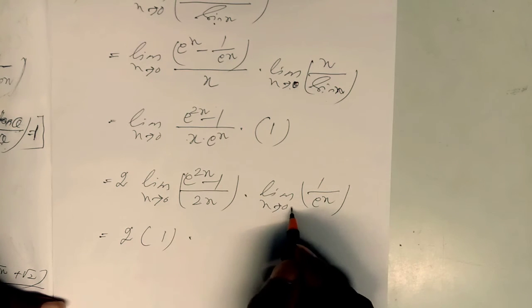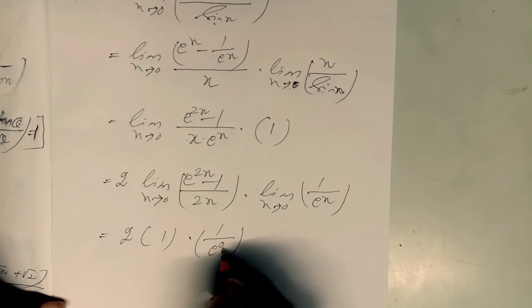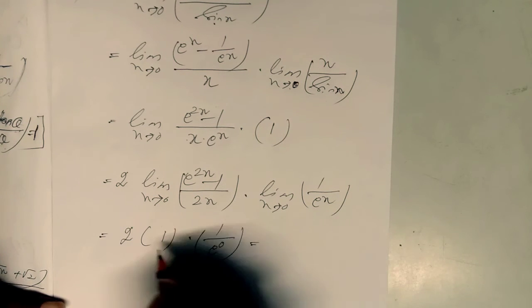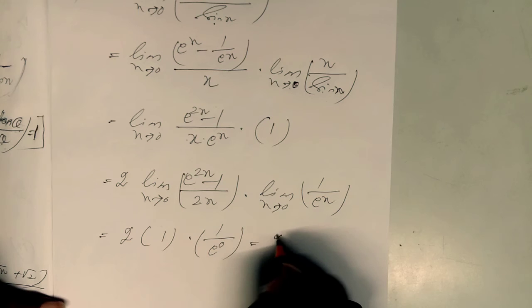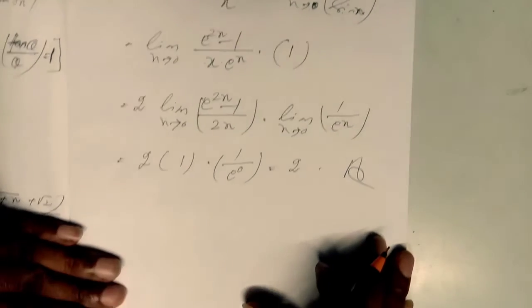Again, if I put 0 here, that will become e to the power 0, which is 1. So what is the result? The result is 2 into 1 into 1 by 1, which means 2. This is the answer of the first part of number 3, that is 2. Let us go to the second part.